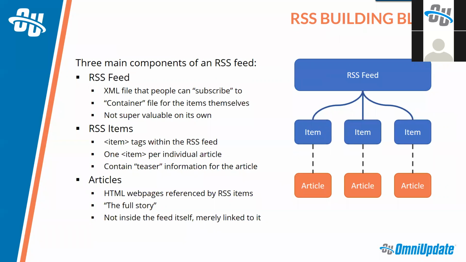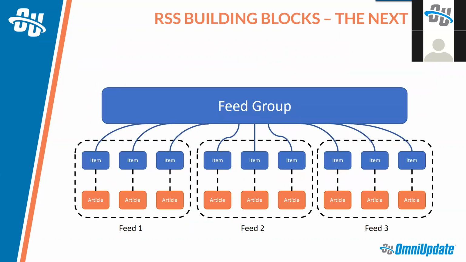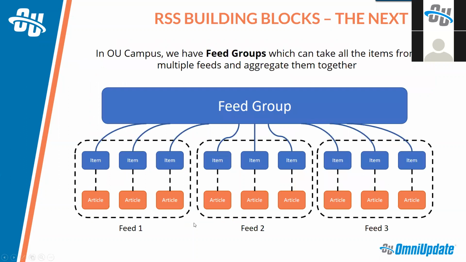And then there's one other thing that OU Campus allows us to do that takes this whole idea a step further, and that's by creating what we call a feed group. So as you can see from this schematic, things are a little bit different now. You still have your items referencing articles, and they're all contained within feeds still. But what a feed group can do is take all of the items that belong to multiple feeds, and aggregate them together and treat all of those items as if they belong to one large feed.